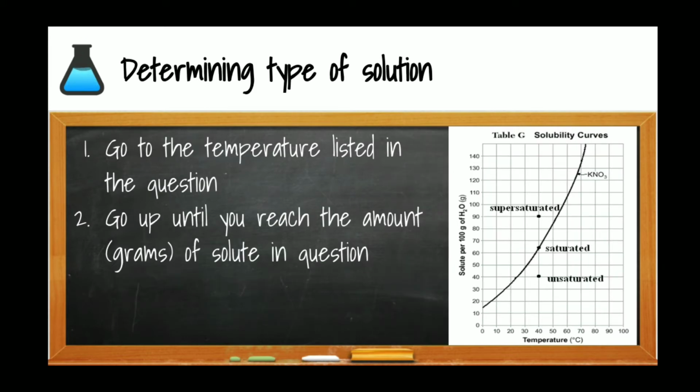When reading this table, notice that you will be given both a temperature and a number of grams, and you'll want to compare the point given in a question to the line of the substance described. If the point is directly on the line, then the solution is called saturated. Think, if the point sits on the line, it is saturated. If the point is above the line, if it flies over the line, it's supersaturated. And if the point is under the line, the solution will be called unsaturated. Let's look at an example.